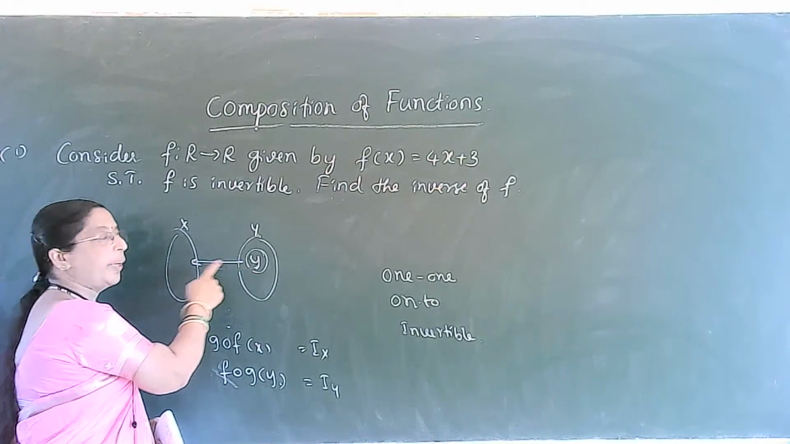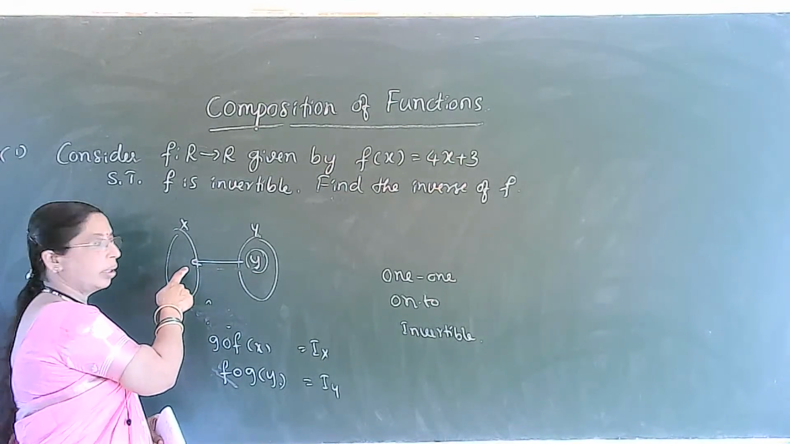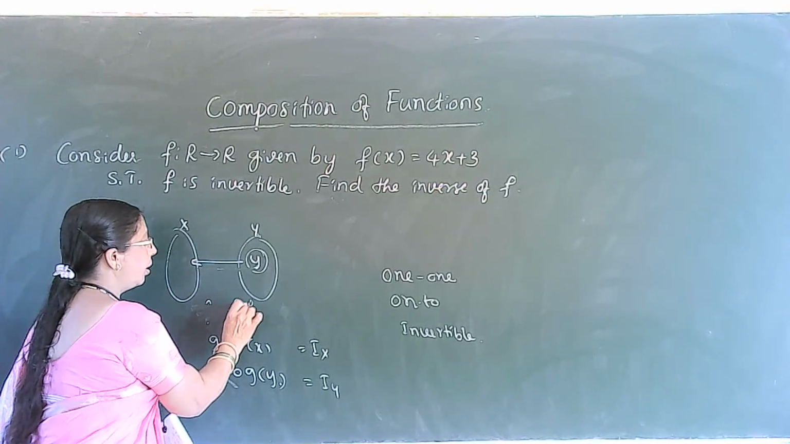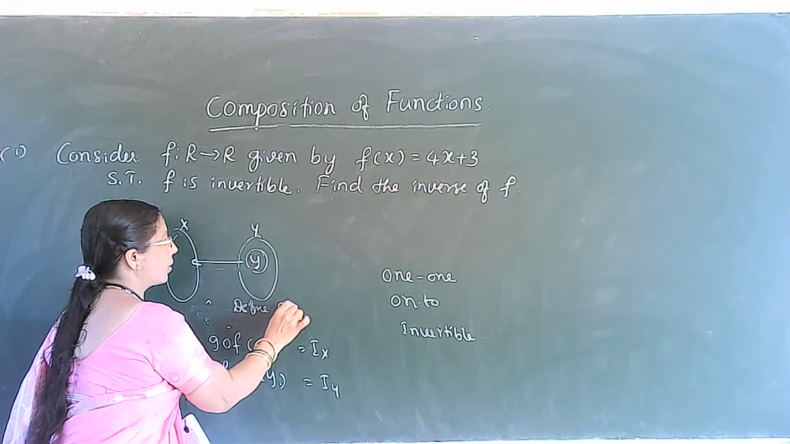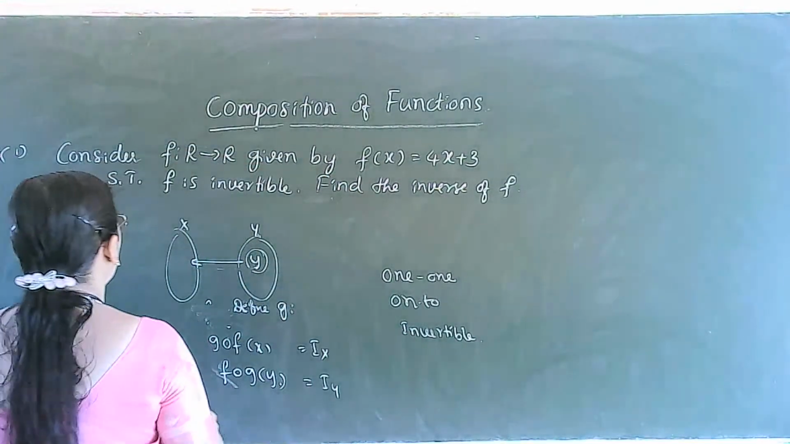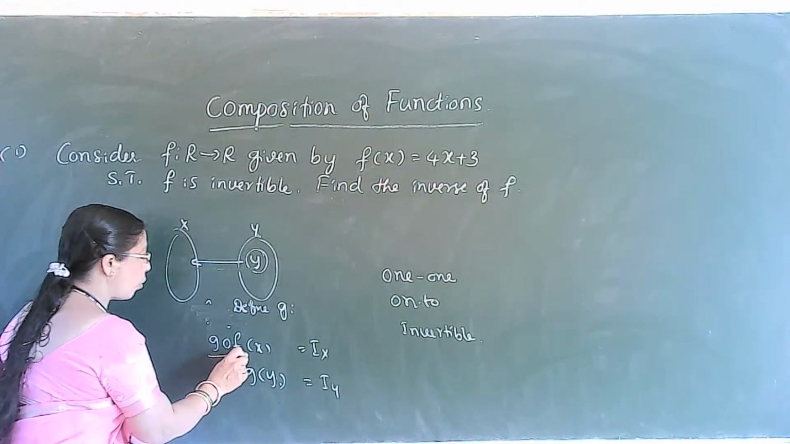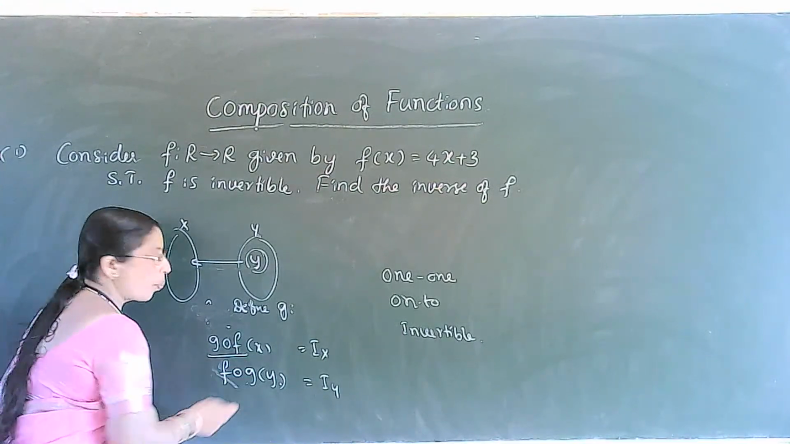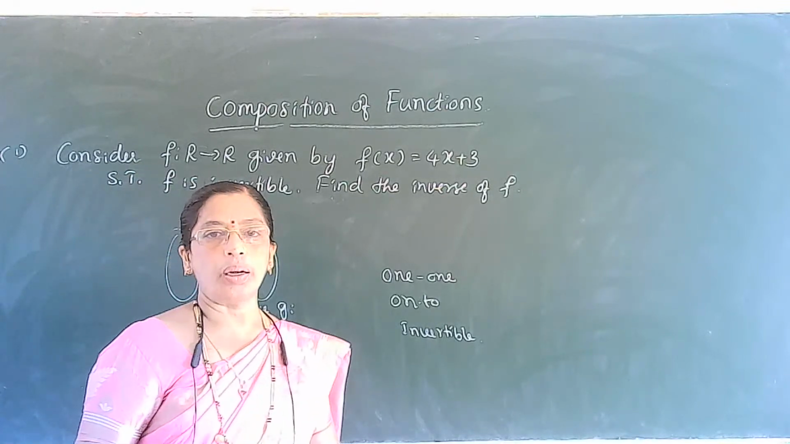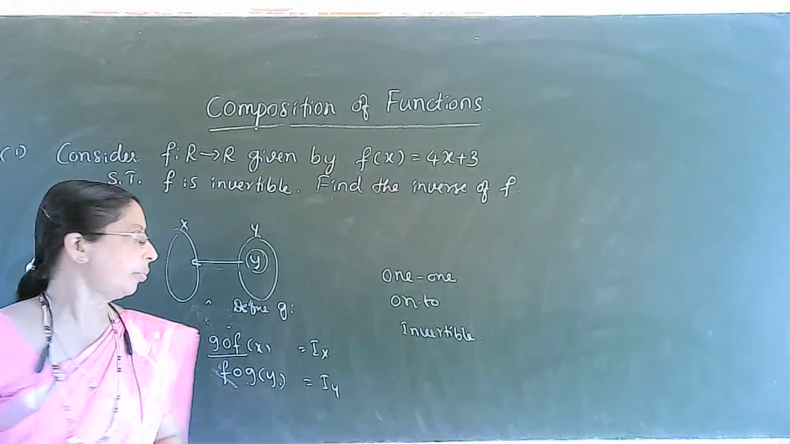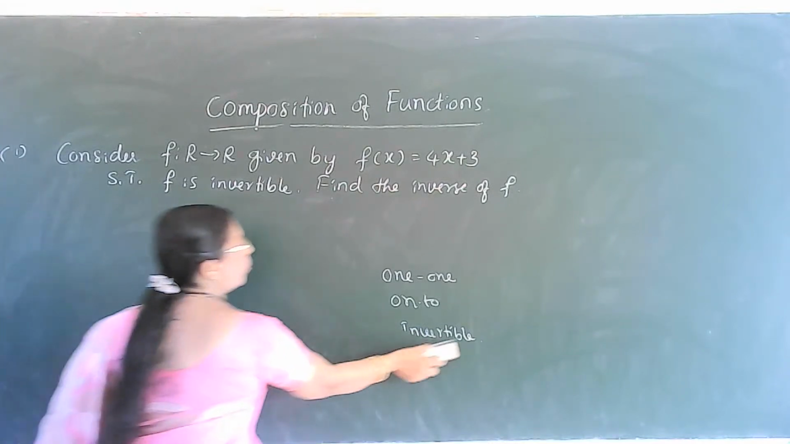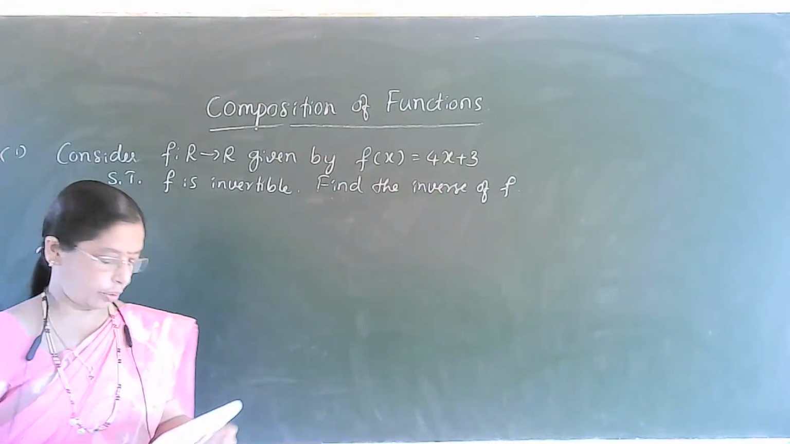We find the pre-image in x. Then define the function g. Then find g composition f of x and f composition g of y, then find the inverse of the function f. First we solve by one method. First method.